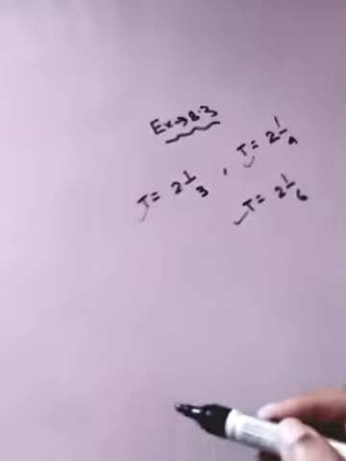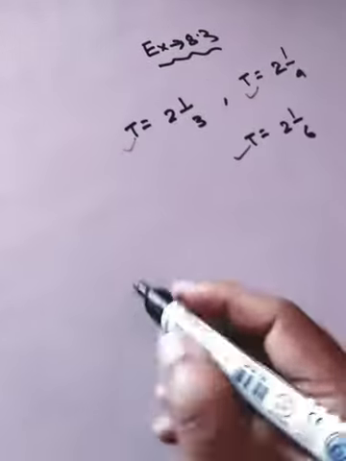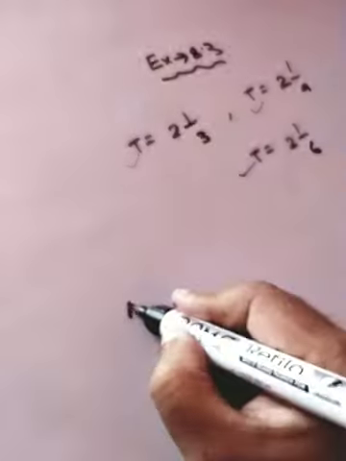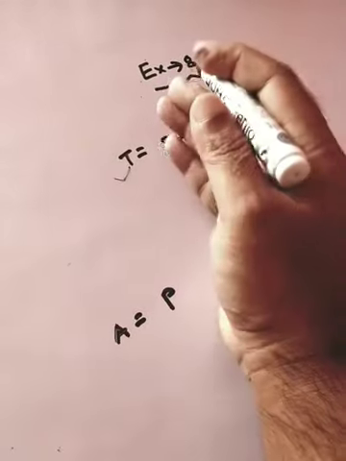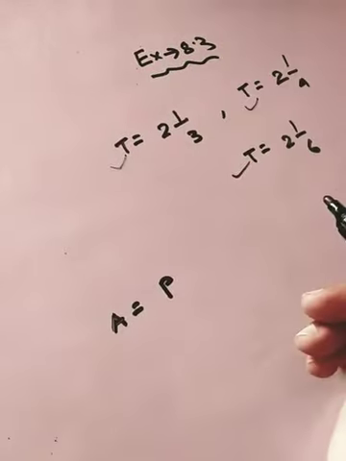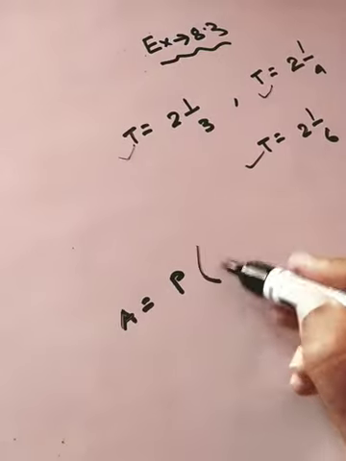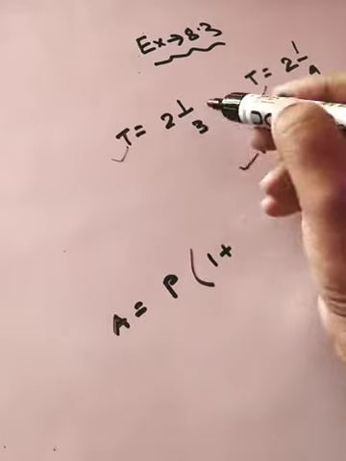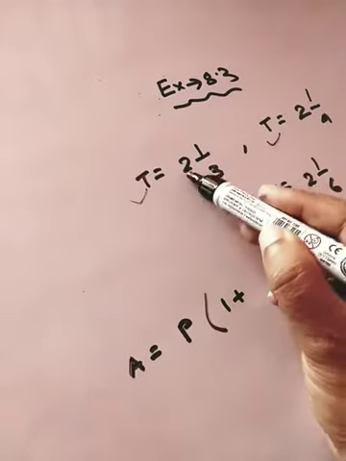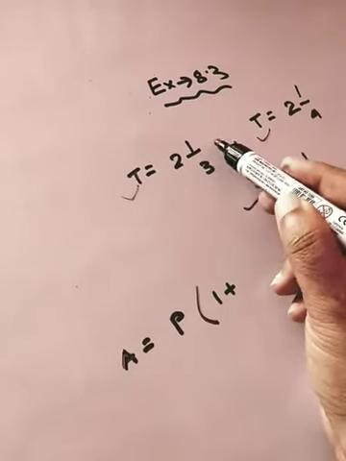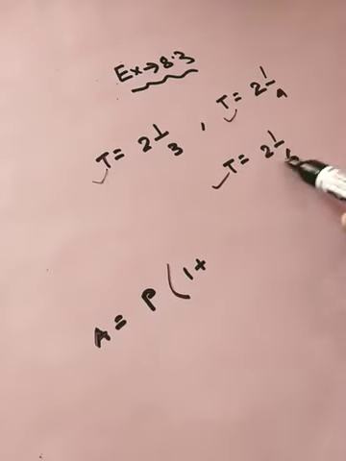For this, the first thing you have to do is write the amount. This is 2 years complete, and then 2 years and 1.5 years. So how to write it down? 1 plus r, compounded annually. These are all compounded annually, not half yearly. 2 1/3 years compounded annually.